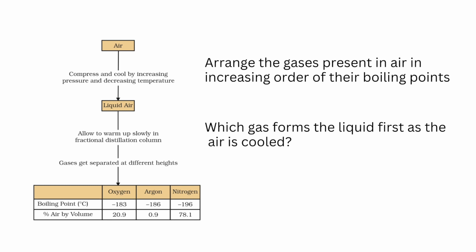Now to arrange these gases in increasing boiling point, we know that minus 196 is the lowest one, argon is minus 186 and oxygen is minus 183, so that has the highest boiling point. So when you heat the liquid air, nitrogen is the one that is easiest to attain, so that is the one that gets converted into gas first.